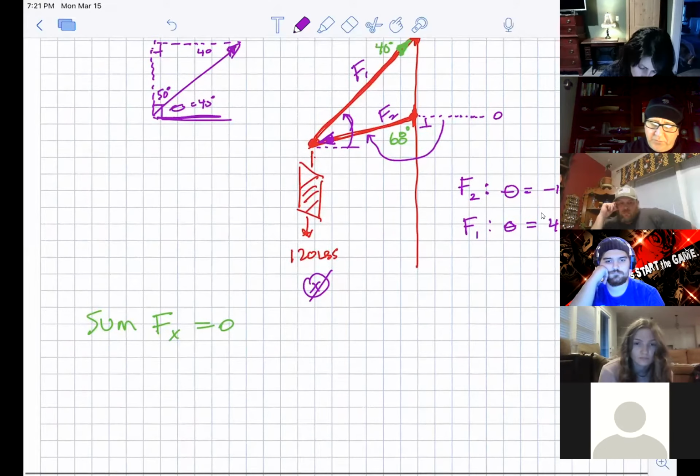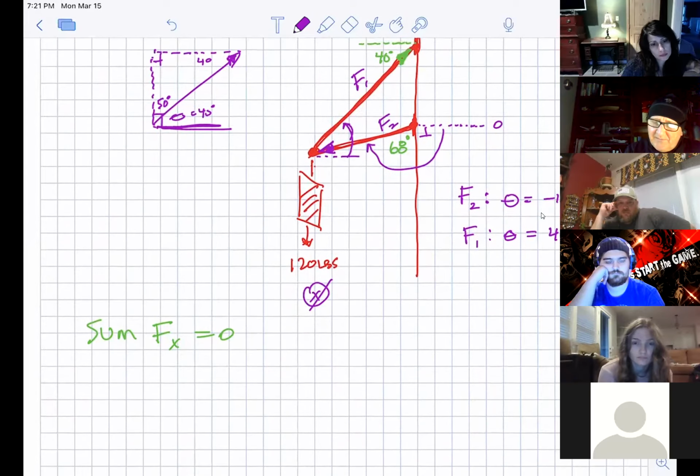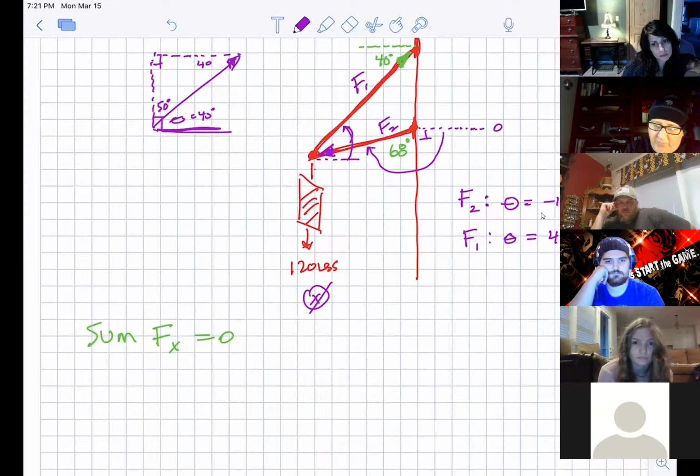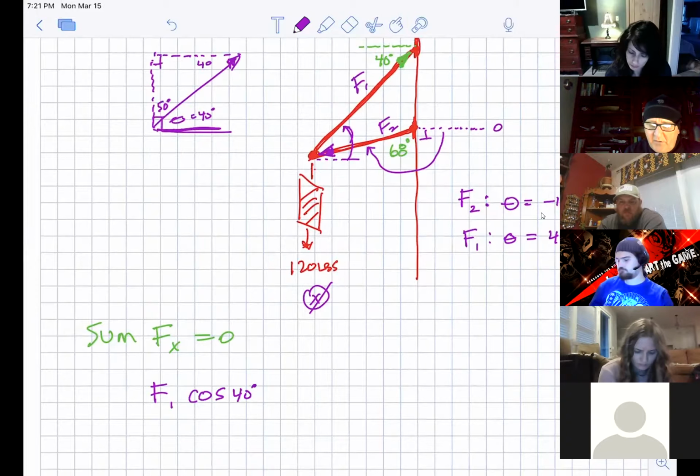So would you agree the sum of the forces in X? Let's see. What's the X component of force one? Well, it's force one, which we don't know, multiplied by the x coordinate. Isn't it the cosine of 40 degrees? Isn't that what we said? That's r times the cosine that gives us the x coordinate.